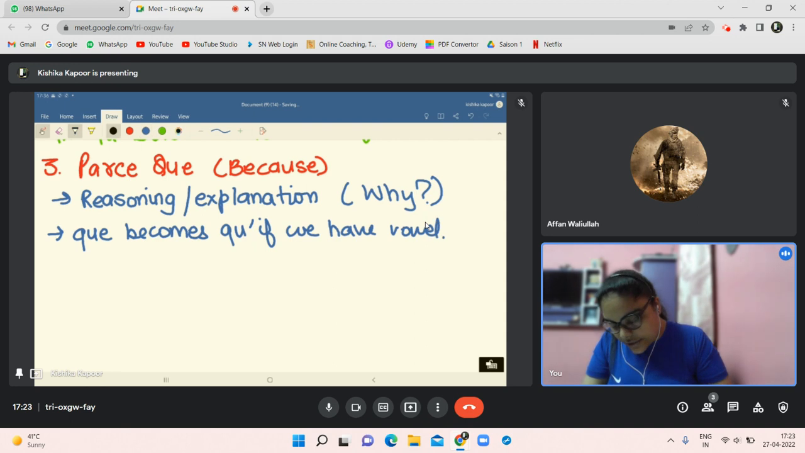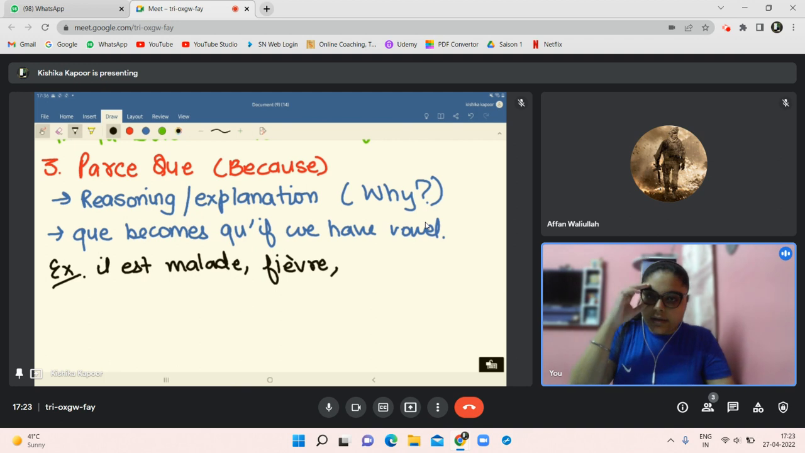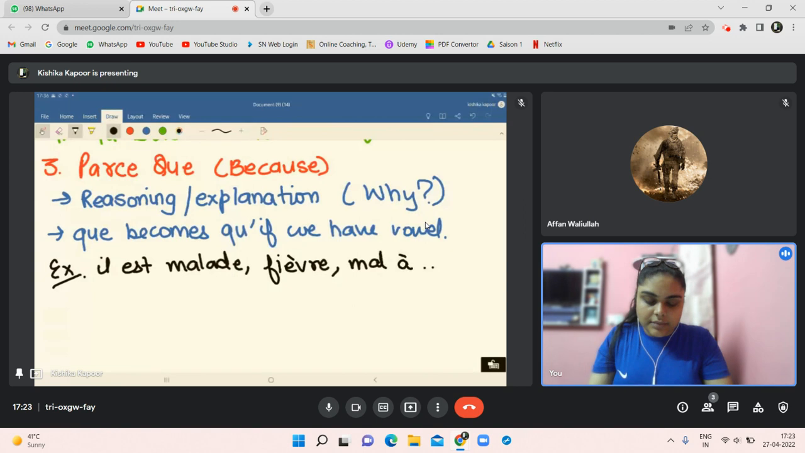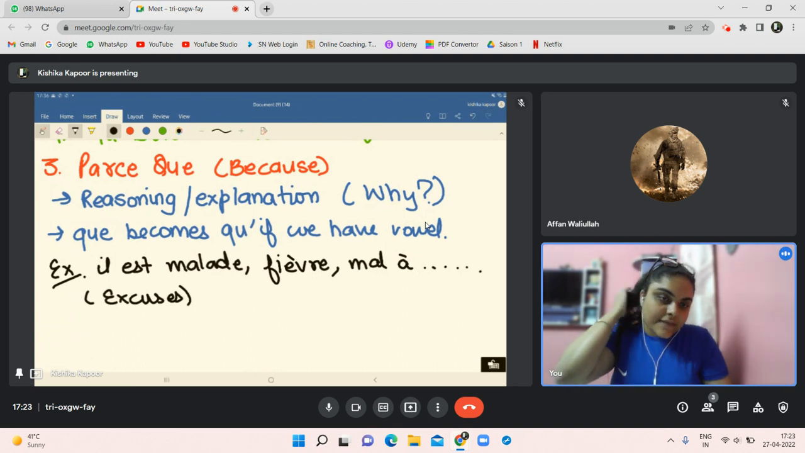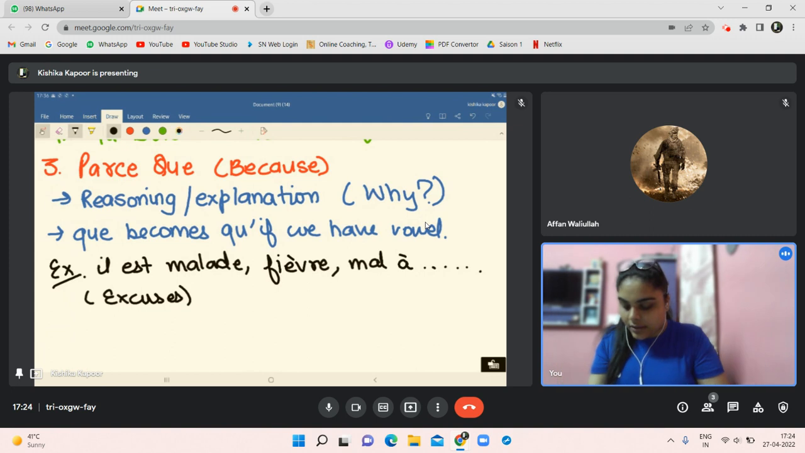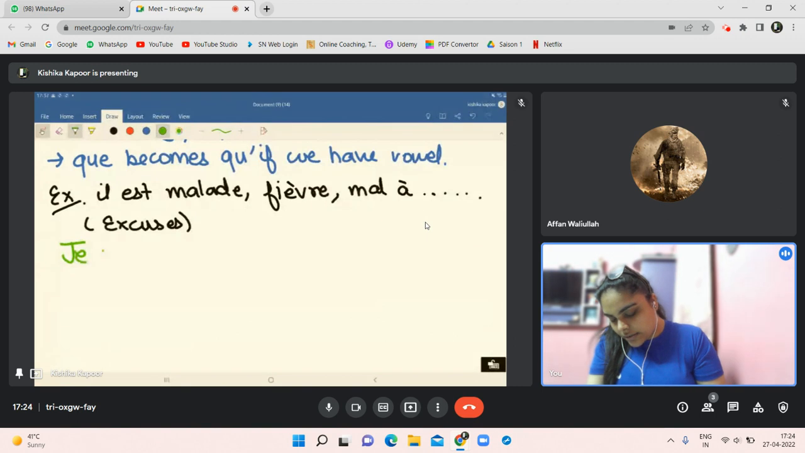Usually, just an example, expressions like il est malade, which means he is sick, or fièvre, that is fever, or when someone wants to say j'ai mal à something because he has pain somewhere. These are like the excuses, the explanations of something. So in such cases, mostly we use parce que. So for example, I get a question that says, je ne peux pas venir.